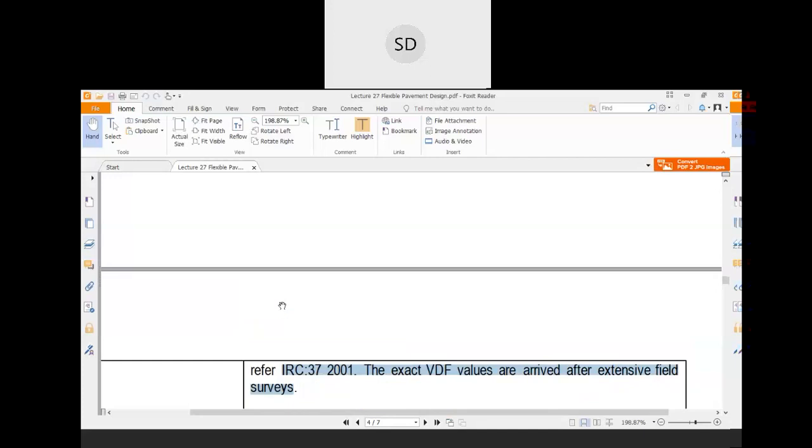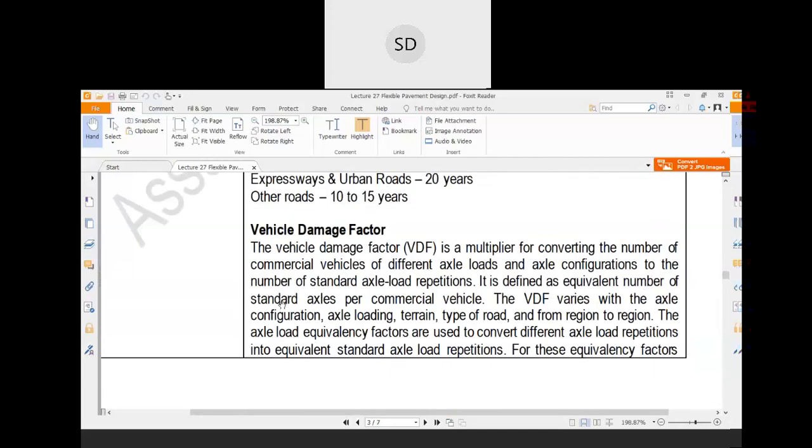From that PDF data, you can easily see the VDF values of different types of vehicles. So 8160 kg is our standard axle load. Generally, that is the standard load for a truck.